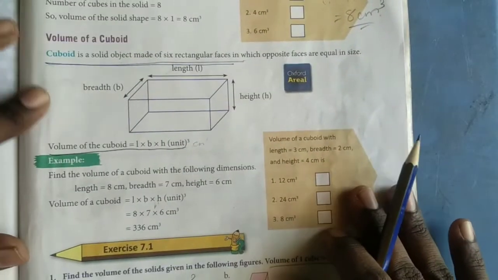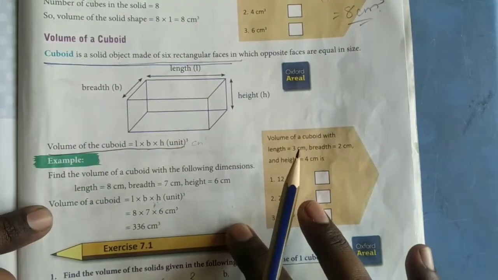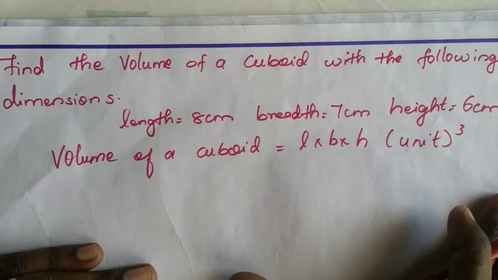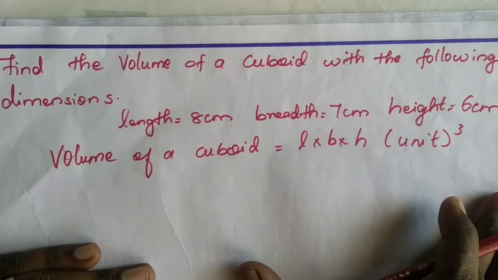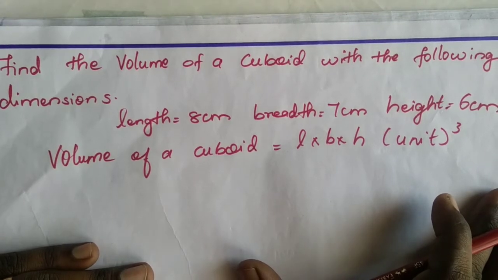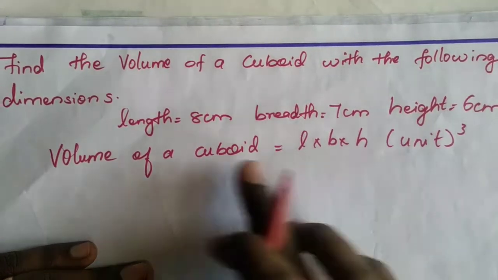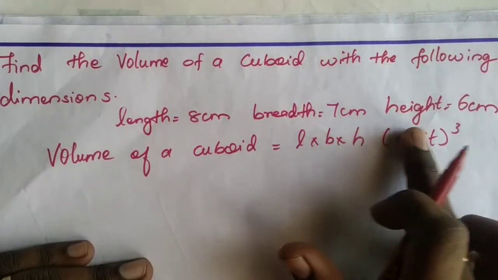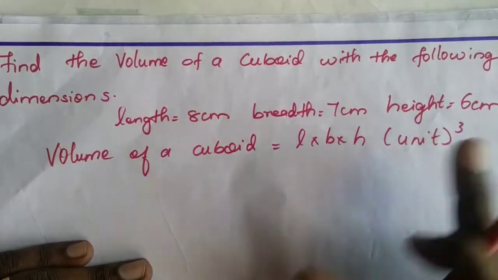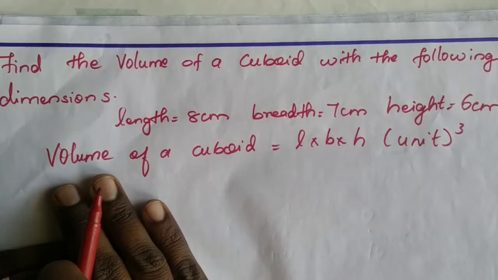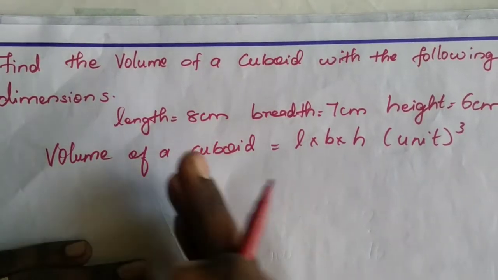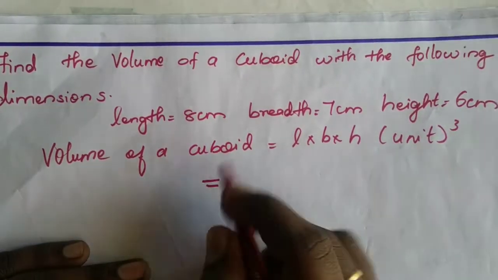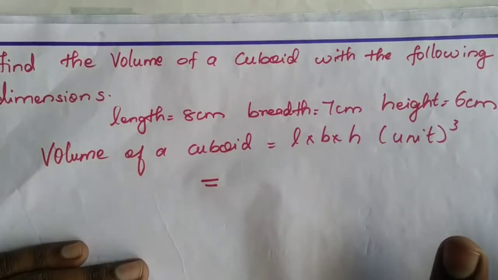So let's move on to the problem regarding volume of a cuboid. Find the volume of a cuboid with the following dimensions. Length is equal to 8 centimeter. Breadth is equal to 7 centimeter. Height is equal to 6 centimeter. What's the formula for volume of cuboid? Guys, please learn it by heart. Very simple. Length into breadth into height unit cube.